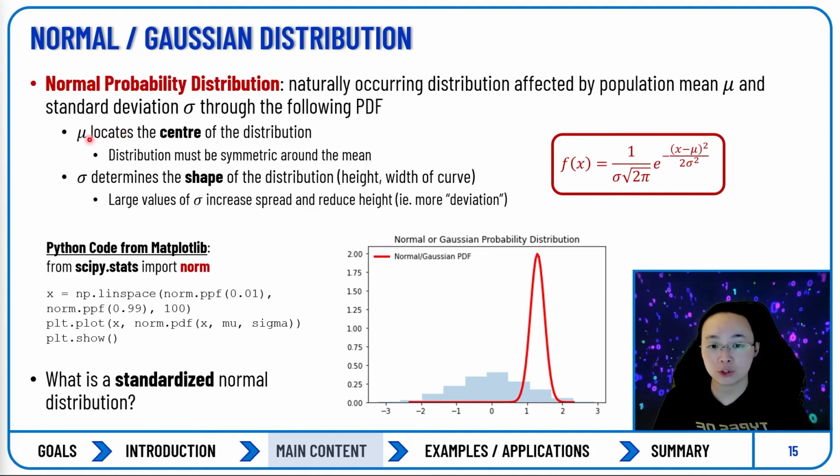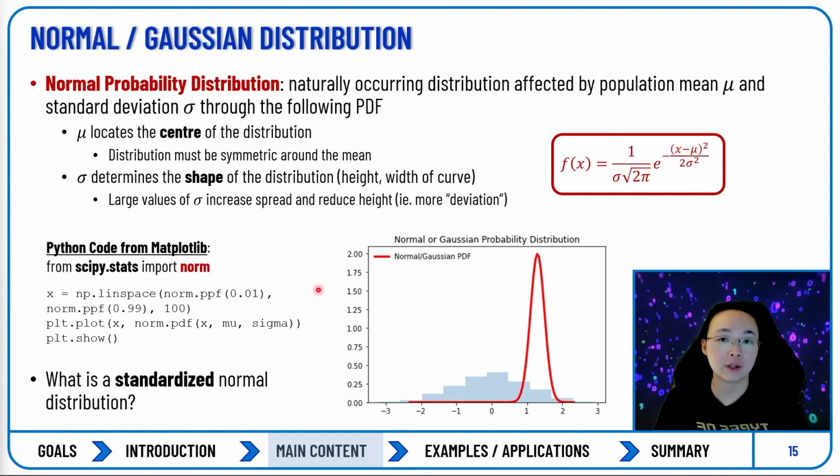Specifically, what you should know are these two parameters. Mu, being the average or the mean, locates the center of the distribution. One of the requirements of a Gaussian distribution is that it must be symmetric around the mean. So if I cut this in half, the line that cuts the normal distribution in half is going to be the mean. Sigma is going to determine the shape of the distribution, the height and the width of this peak.